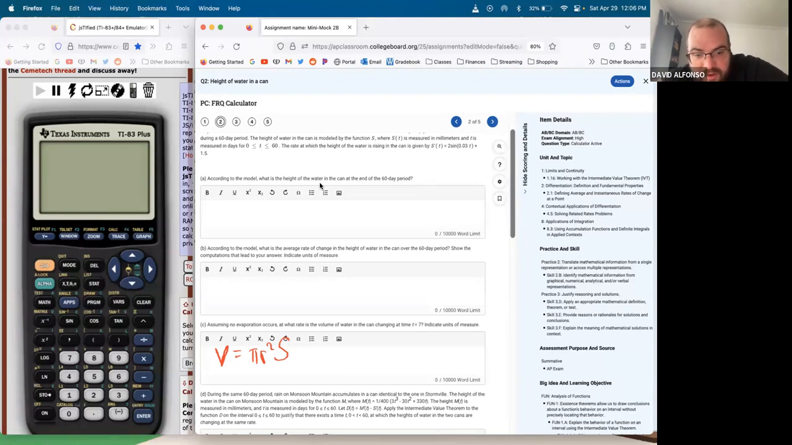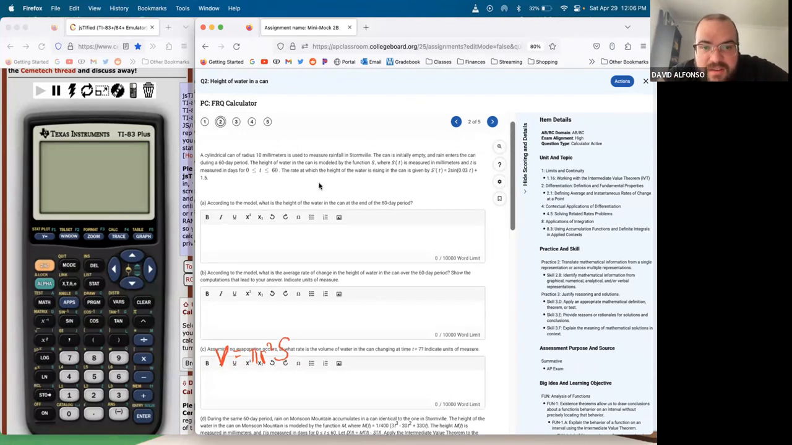So they're saying here, assuming no evaporation occurs, at what rate? And radius is going to be constant also. Radius is not changing because again, it's a cylinder. It's not like a cone where the radius changes as you go up or down. Here, the radius stays the same. So the radius is just a constant. And are they telling us the radius? Oh, radius 10. They're telling us that.